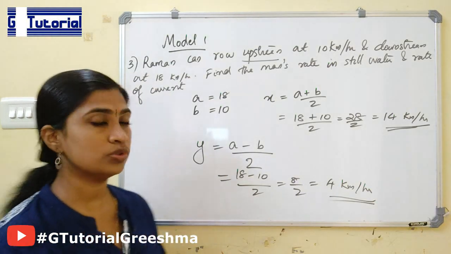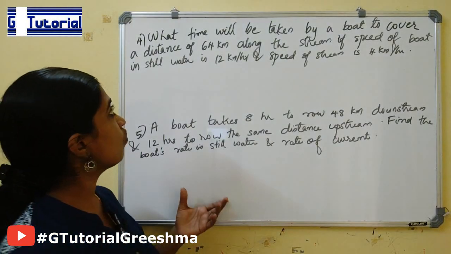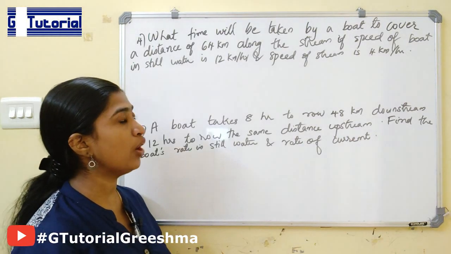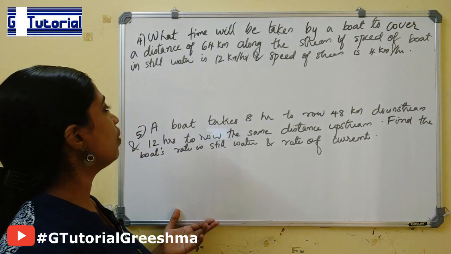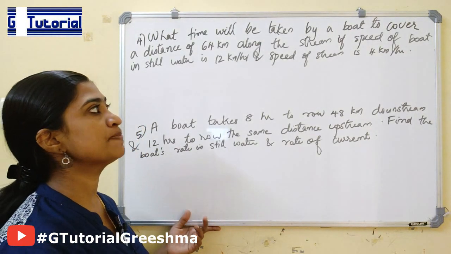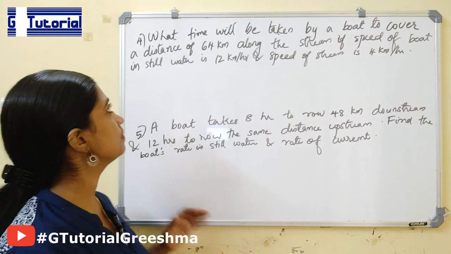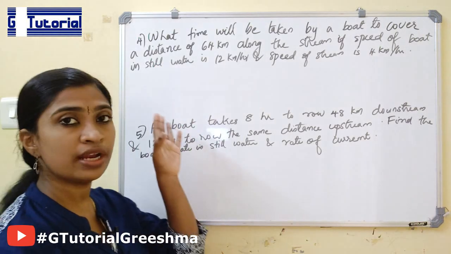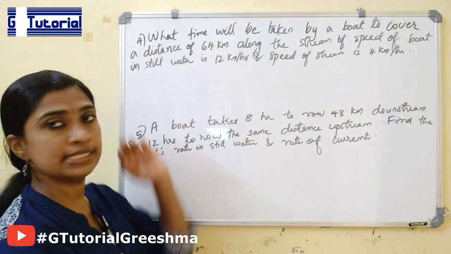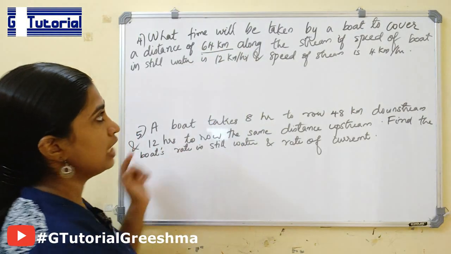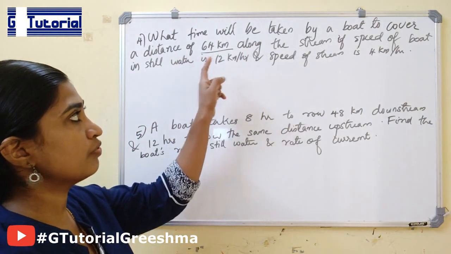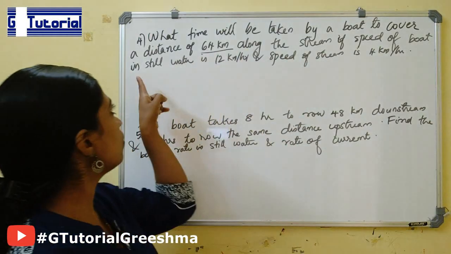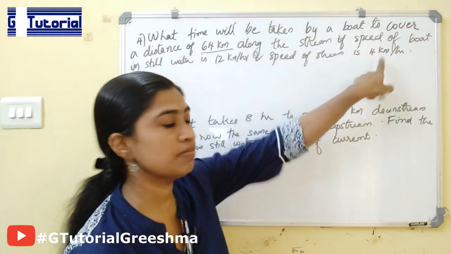Okay. Now we can move on to the next question. What time will be taken by a boat to cover a distance of 64 km along the stream if speed of boat in still water is 12 km per hour and speed of stream is 4 km per hour? What time will be taken by boat to cover a distance? So we are asked to find the time taken to cover this distance. Here distance is given and the boat is flowing along the stream, that is downstream. If speed of boat in still water is 12 and speed of stream is also given.